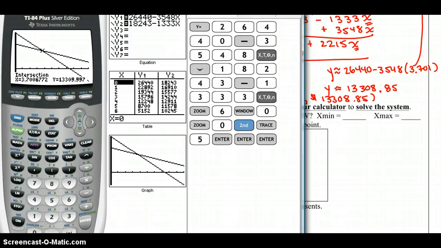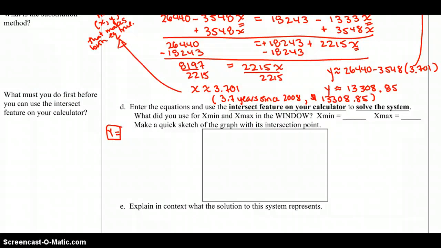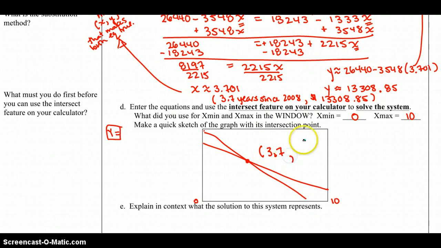Okay, so let's close out of that. On our screen here, we set this to go from 0 to 10. And we've got one of our lines that kind of came in here like this, the other one down like that. And our intersection point here was around 3.7 and 13,309.997. So roughly, if we round that off, about $13,310, and again about 3.7 years since 2008 if we put the units back in there.